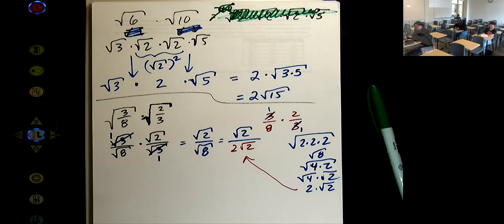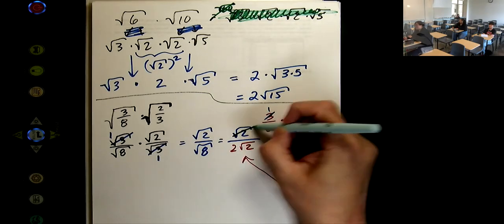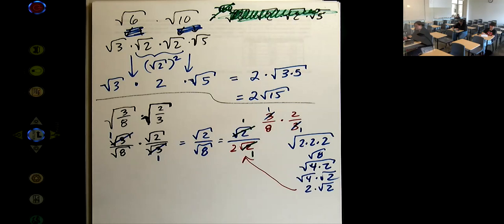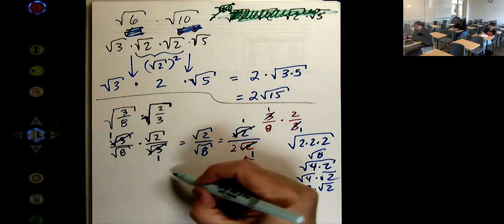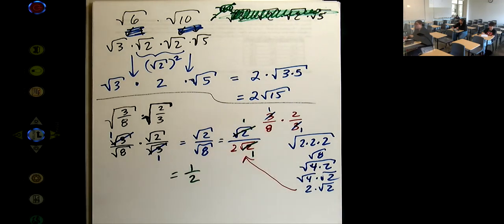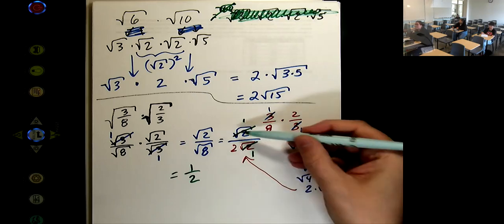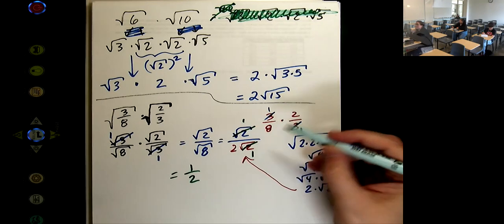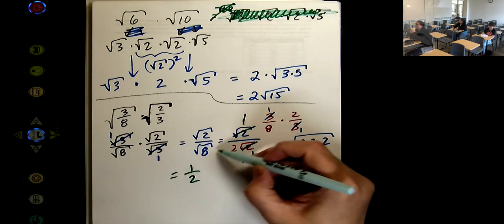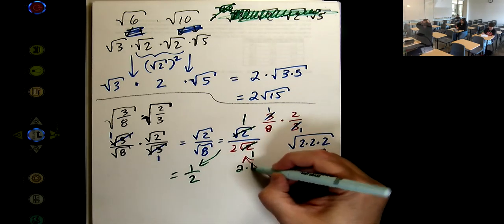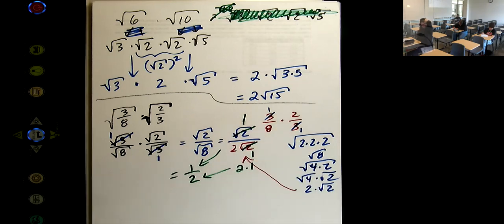So what can I do here? Can you eliminate the square root of 2? Yes, I can. I have a square root of 2 on top and bottom. I can replace them with 1s, and I'm left with 1/2. Because the square root of 2's cancel and are replaced with 1s, I have a 1 on top, which is right there. I have 2 times 1 on bottom, which is just 2. Excellent question.